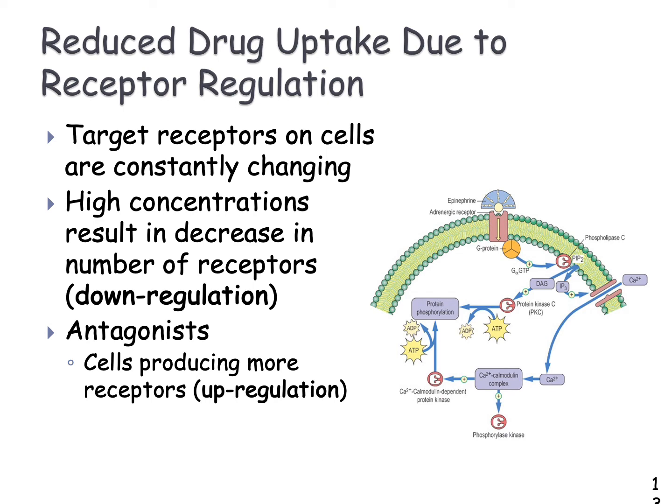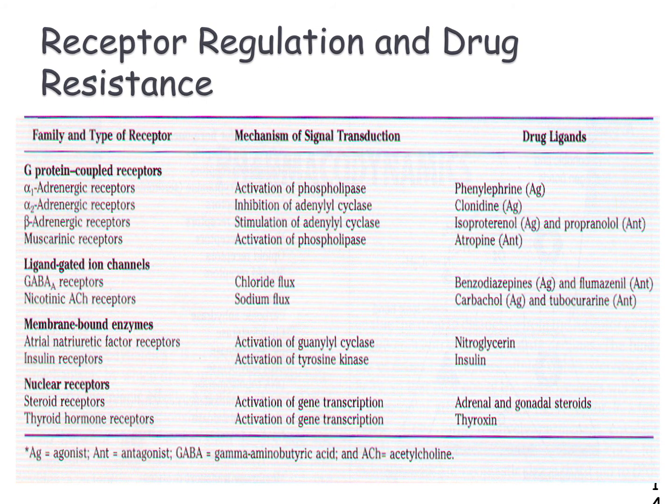Now, we can have reduced drug uptake due to receptor regulation. So by modulating the number of receptors on the cell surface, we can increase the amount of uptake of the drug or decrease it. And there are a number of receptors that regulate the amount of uptake of the drug, and we don't need to go into them, but here's the list of many of them.